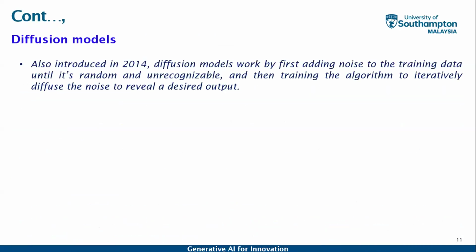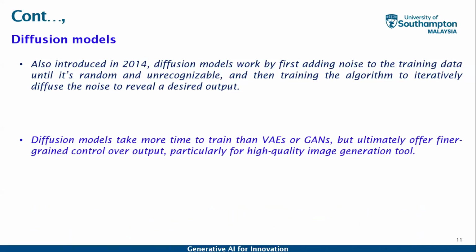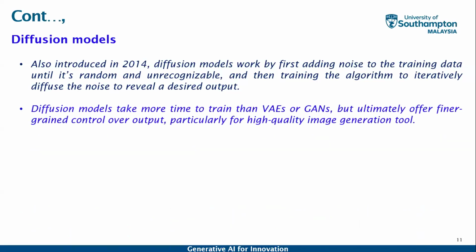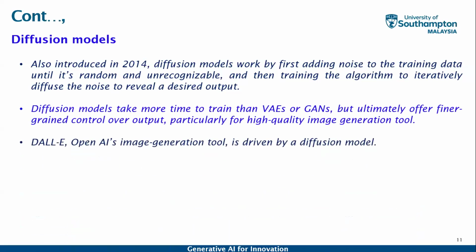This also came in the year 2014. This is mainly for training the algorithm to iteratively diffuse the noise to reveal a desired output. Like VAEs are from GANs, whatever the training does can be done through VAEs or GANs. Not only that, we have other tools like DALL-E, OpenAI's image generation tool, which is also driven by diffusion. These are the diffusion models which we have. So these all are available.